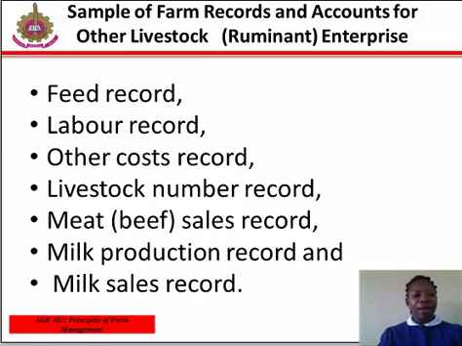Other costs record. This is also similar to other costs under poultry production. Such records include dates, description of items, quantity of items, and the last one is cost of items. I encourage you to read the remaining essential columns that should be presented in your study material.